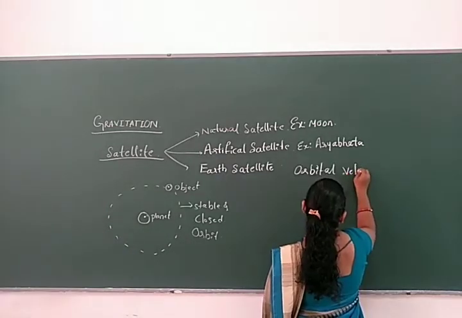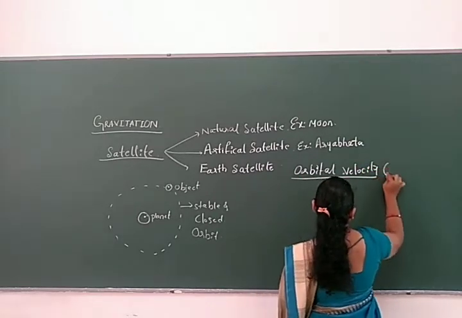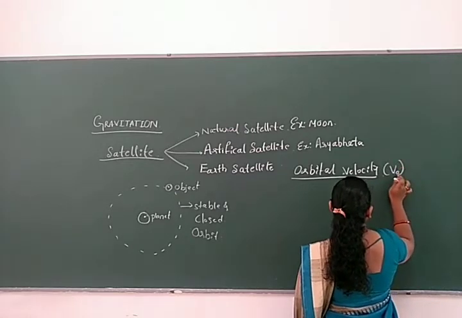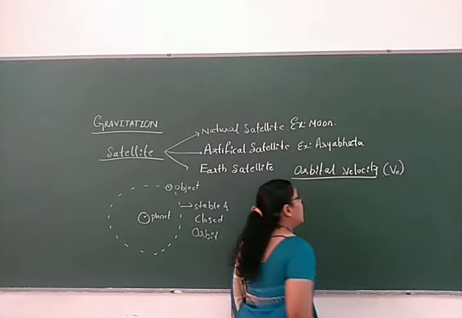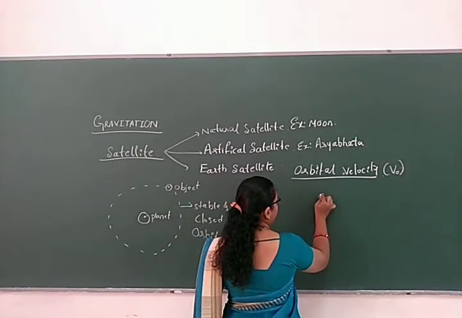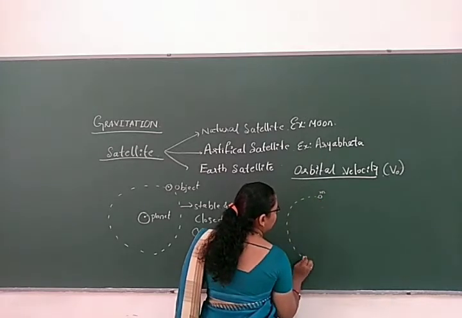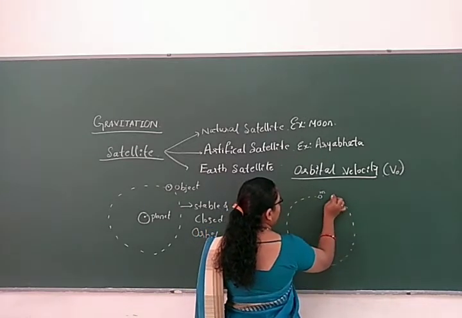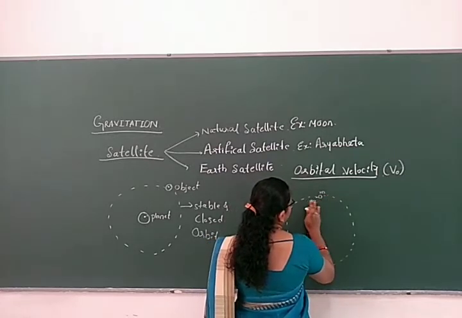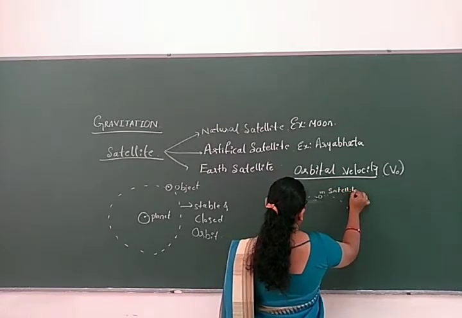Orbital velocity. So we'll find out the orbital velocity. We can note it down here. V naught. V naught means the orbital velocity. Consider a satellite whose mass is m here, right? It is taking a uniform circular motion around the Earth, which we consider. So this is nothing but the satellite here. I will write it here: satellite whose mass is m.